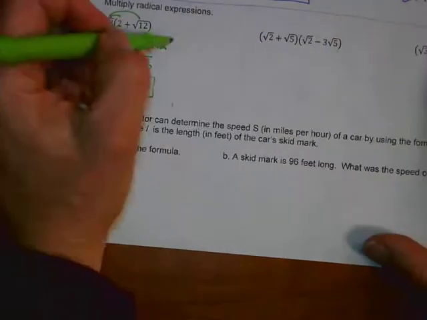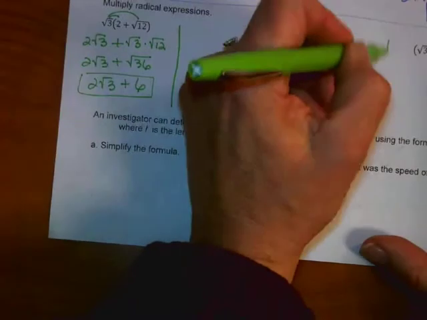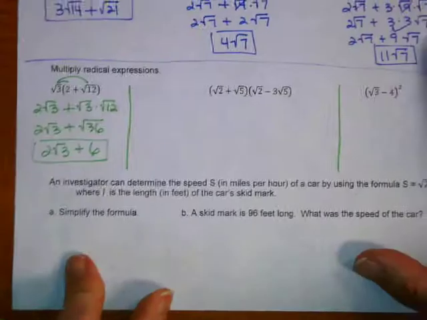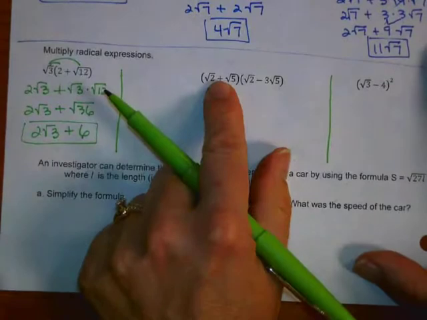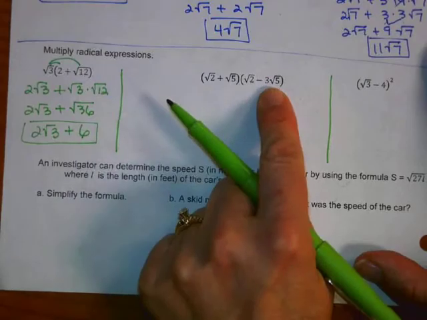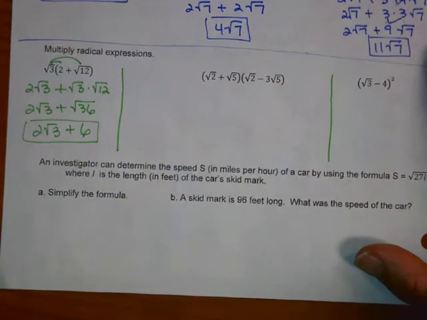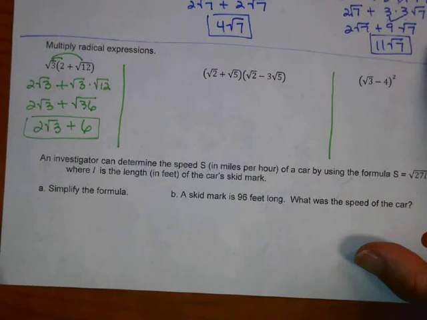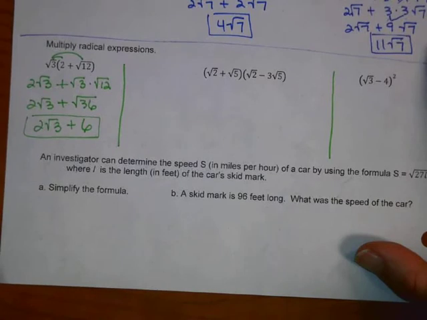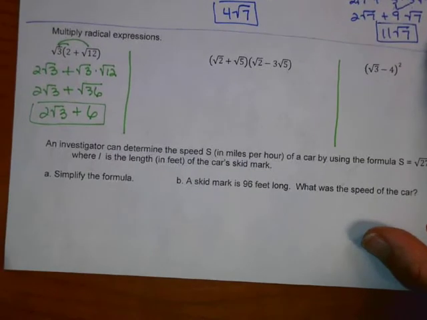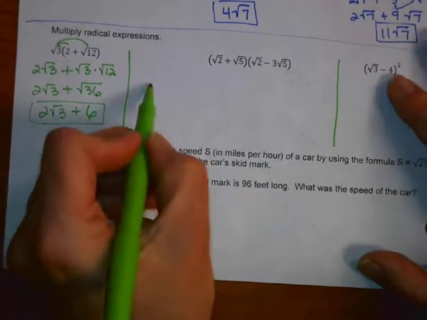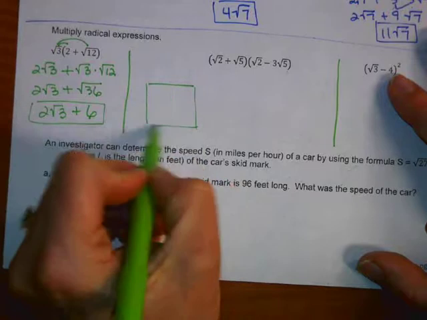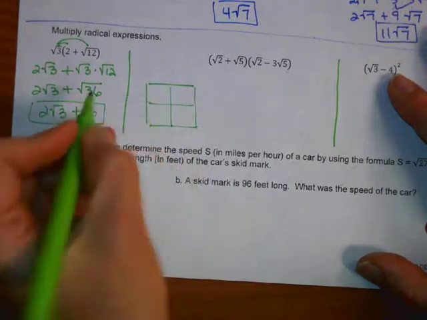Now, this one here is long, so give yourself a lot of room. We have a binomial times a binomial. What method did we use? Other than box, we used what? FOIL. Do you want to use box or do you want to use FOIL? If you want to use FOIL, use FOIL. I'm going to set it up as a box this time. So, it's okay, we can do that. Use FOIL if you prefer that.